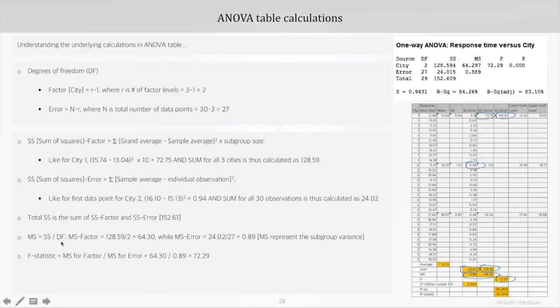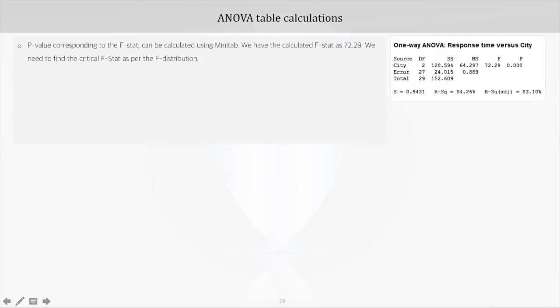Then we have the F stat, which, as we said earlier, is the ratio of mean sum of squares for factor and error. So that is going to be 64.3 divided by 0.89, which comes to 72.29. Now looking at the remaining calculations for the metrics that we see in the ANOVA table.